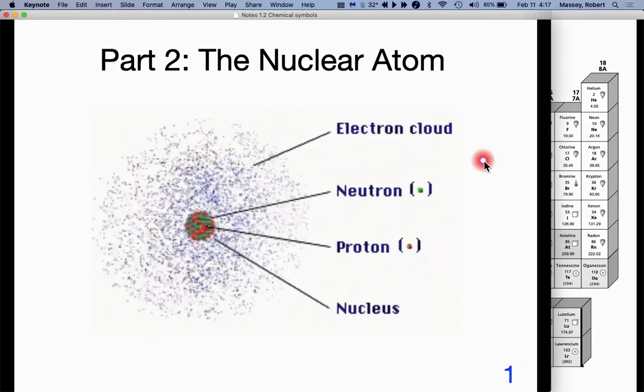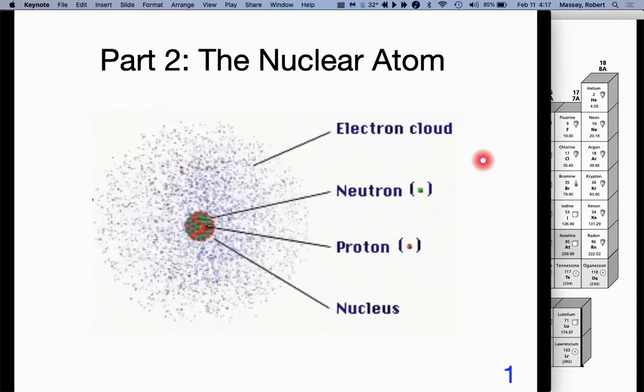Part 2, the nuclear atom. All right, what you're looking at here is an animation of the atom. Now, it's not to scale.